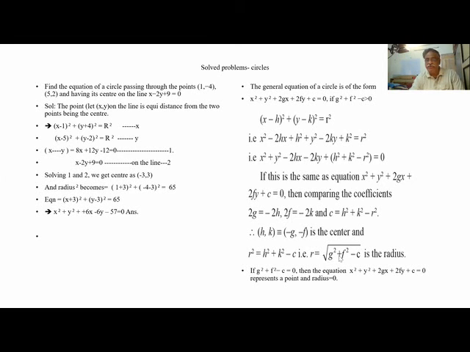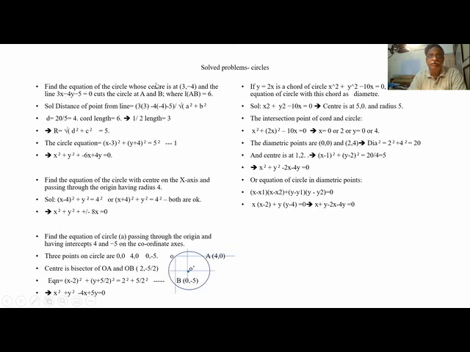Suppose this value is 0, that means what? The radius is 0, that means it is a point. If it is minus, it is not valid. It has to be plus, so that I have some radius. Okay.